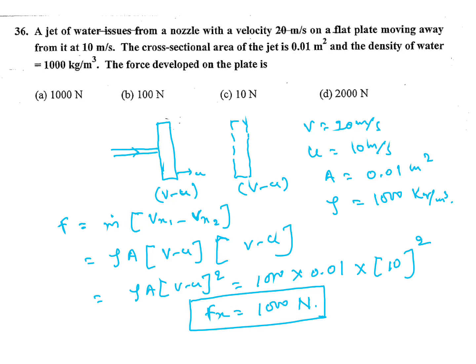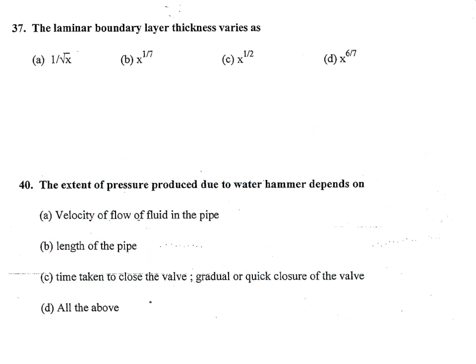So option A is our answer. The laminar boundary layer thickness varies as here. For laminar boundary layer, delta by x equals 5 by Rex to the root over. So delta equals 5x divided by root over of rho Vx divided by mu.